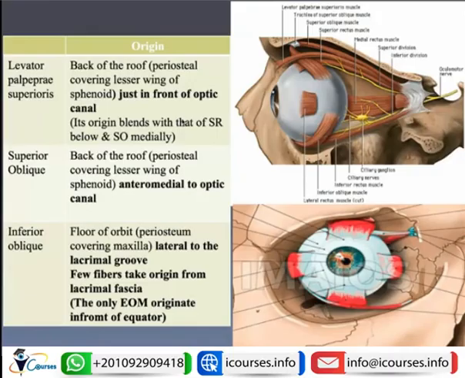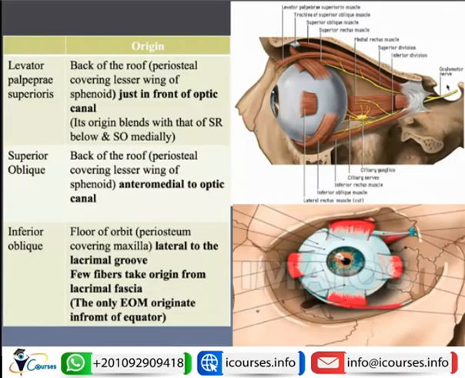We will now discuss the other extraocular muscles, which are the remaining three: the levator palpebrae superioris, superior oblique, and inferior oblique. So where do these muscles take origin from? The levator palpebrae superioris takes origin from the back of the roof. So here is the roof, and this is the back of the roof, and there is a periosteal covering of the lesser wing of the sphenoid, and this is where the levator palpebrae superioris takes origin from.